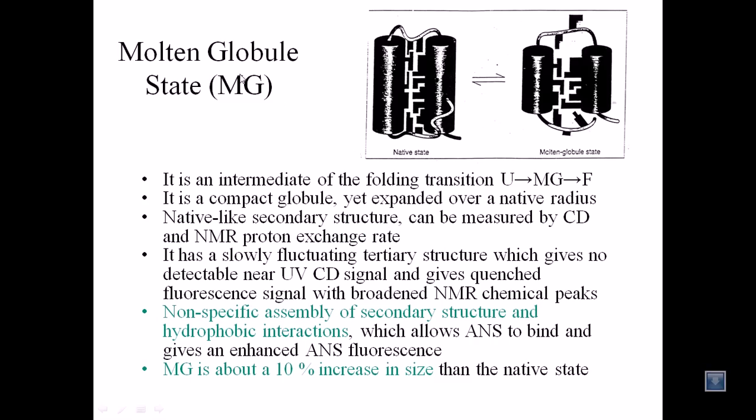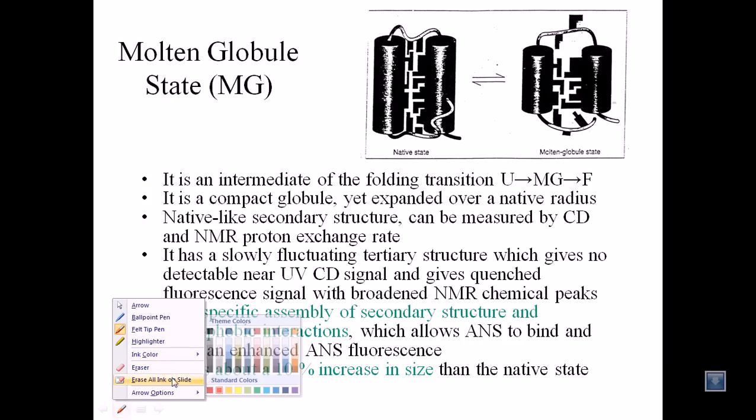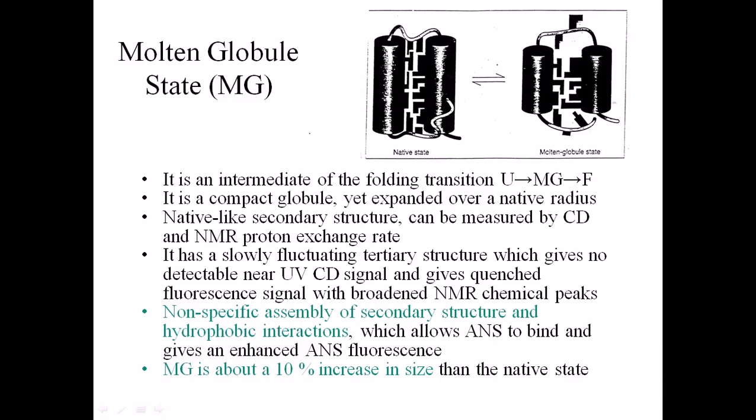so now we are going to talk about the molten globule state, which is the most important transient state for protein folding. It is really important. Why? Because if we go from unfolded protein towards the folded protein, we have a transition phase, and this transition phase is called the molten globule phase.